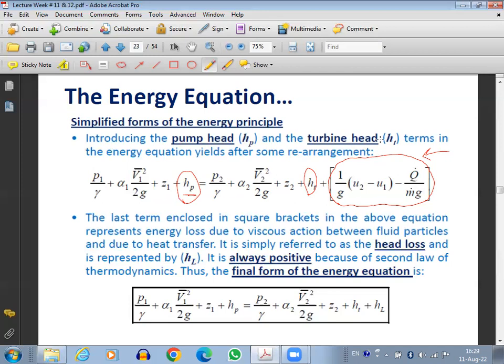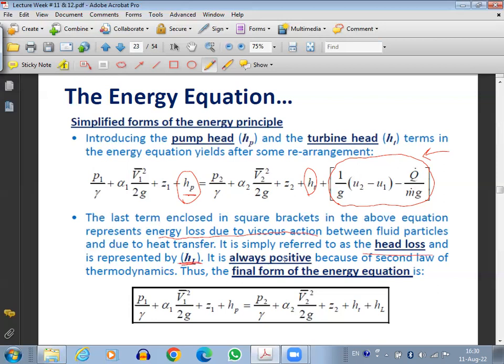Similarly, the heat energy generated due to the viscous effects within the pipe flows, within the fluid flows, is actually lost. So we call it head loss, loss in the form of head. The last term enclosed in square brackets in the above equation represents energy loss due to viscous action between fluid particles and due to heat transfer. It is simply referred to as head loss and represented by HL.